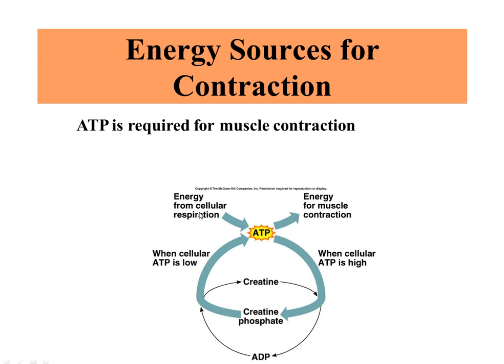A little bit of ATP can be made by anaerobic respiration, and when you are working out real hard, your muscle cannot keep up with the oxygen needed for cellular respiration, so a little bit of ATP can be made by anaerobic respiration, and that provides a little energy for muscle contraction.